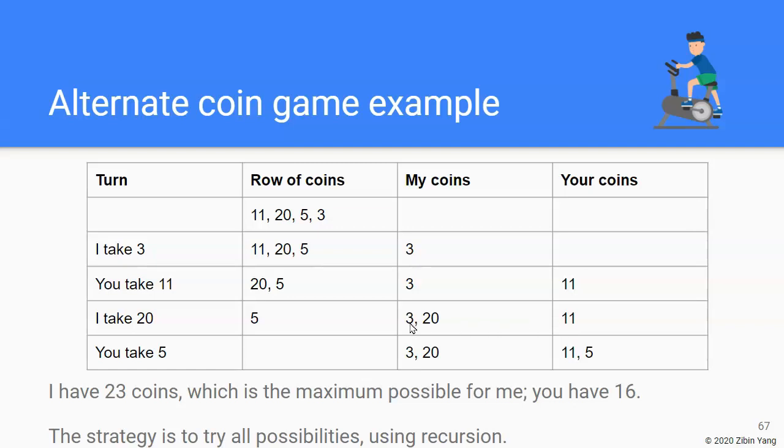Now, the strategy, if there is one, really is to try all the possibilities. We cannot just go for the biggest one at every turn, right? We have to try all the possibilities, play to the end of the game, and then figure out the maximum possible choice for me. So the natural way to do this is to use recursion. If you want to think about the recursion strategy, feel free to pause the video now. I'm going to go over it.